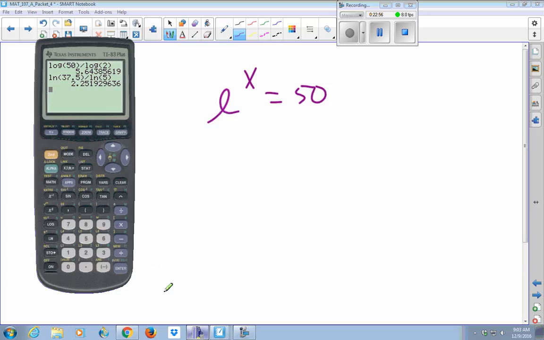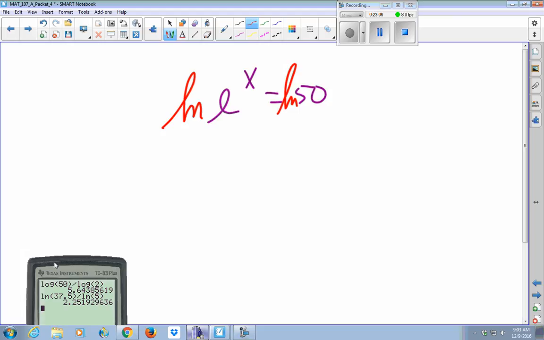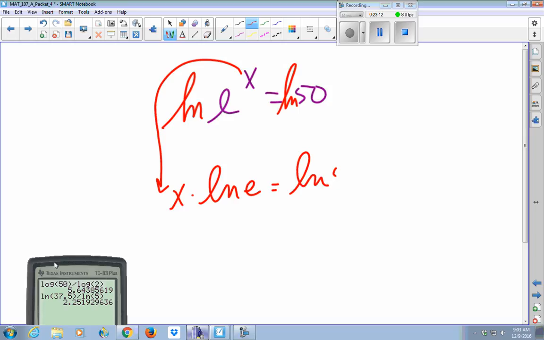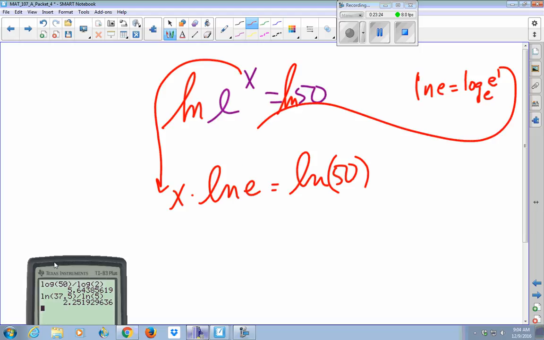Right? So if you had something like this, you would definitely want to put ln in front of each of these like this. And then look what happens. It's kind of really cool. The x comes down in front, multiplies the natural log of e, equals the natural log of 50. Well, the natural log of e, remember, looks like this, log base e of e to the 1. So you just lift off your 1. This is a big fat 1. Here's your answer. X equals the natural log of 50.